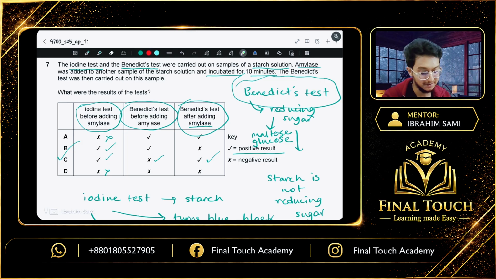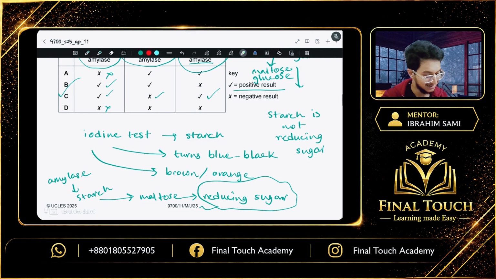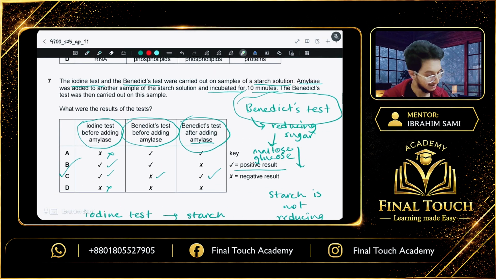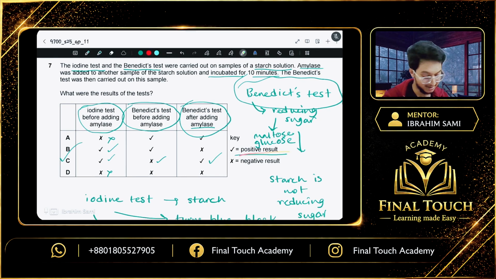The first one is the iodine test, and we know that the iodine test is carried out for starch. If starch is present, it turns blue-black. If it is absent, it turns brown, orange. So at first, since it is a starch solution, of course it had a positive result. So either it's B or C. I have ticked them both.